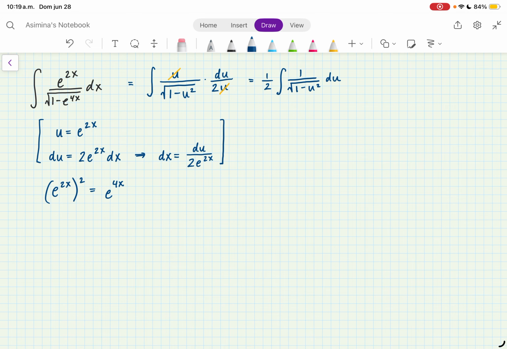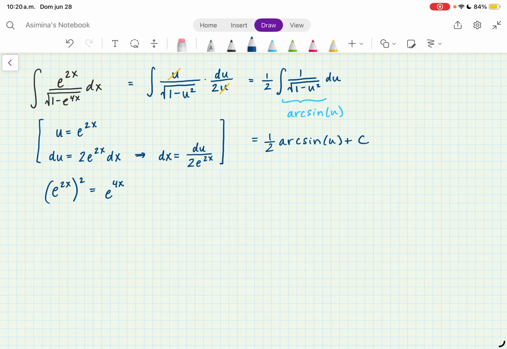Great. Now let's look at this integral and think for a second. Do you notice anything? Is this integral familiar? So this integral is equal to arc sine of u. So it's probably worth memorizing these integrals that equal trig functions. So this will be 1/2 arc sine of u plus c. Are we done yet?